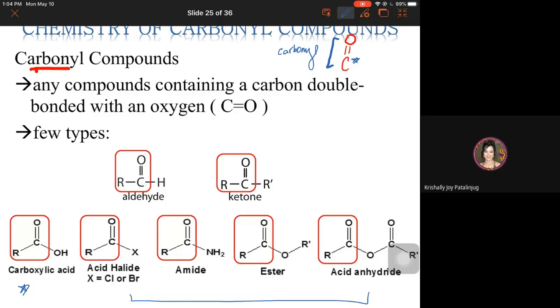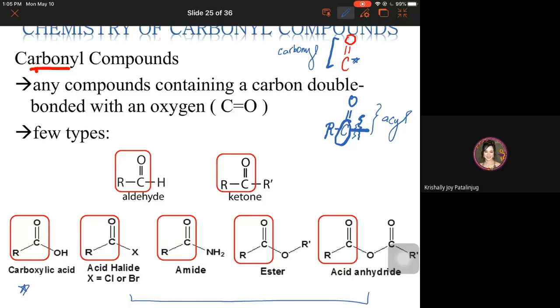Pag sinabi namang acyl group, it's the R-C double bond O. Yan yung acyl group. Lahat sila may acyl group. Yan yung common sa kanila. And the acyl group, particularly the acyl carbon, is further bonded to another substituent. Doon sila nagkakaiba, sa another substituent kung saan naka-bond directly yung acyl group.